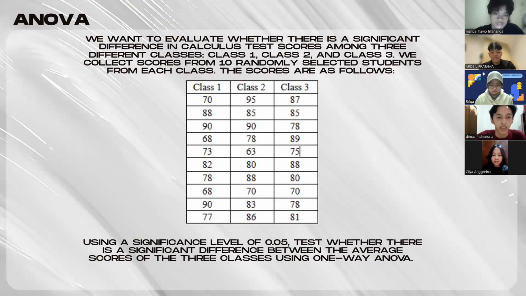For phase one, which is ANOVA, we want to evaluate whether there is a significant difference in calculus test scores among three different classes: class 1, class 2, and class 3. We collect scores from 10 randomly selected students from each class. The scores are as follows. Using a significance level of 0.05, test whether there is a significant difference between the average score of the three classes using one-way ANOVA.